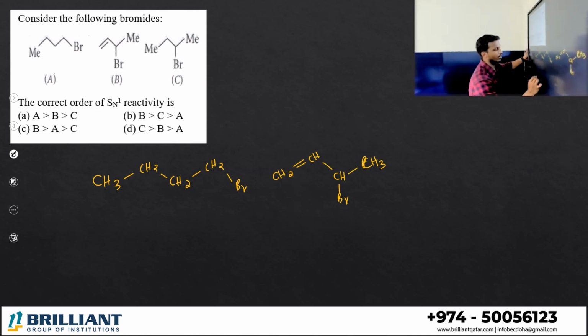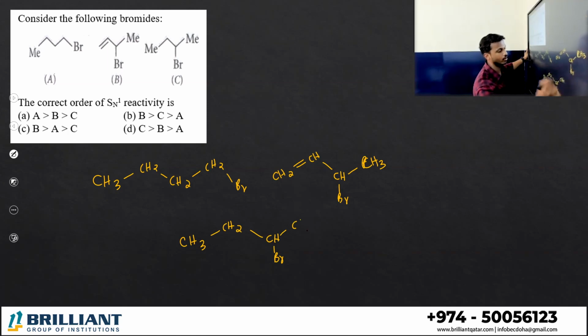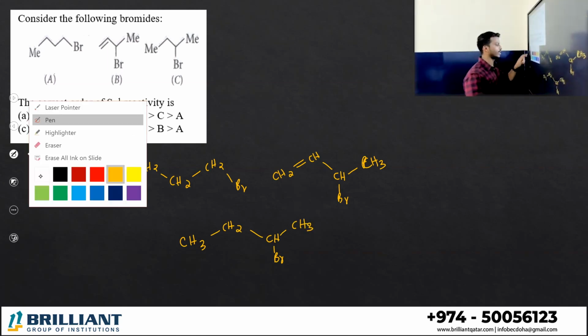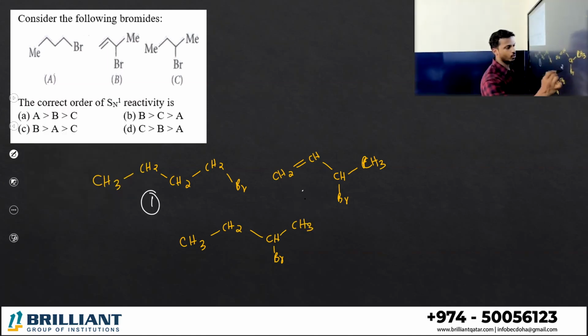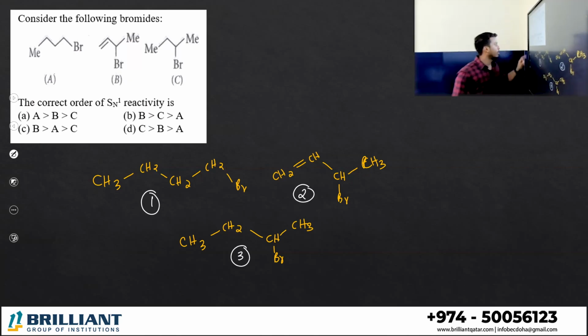What is the last one? CH3-CH2-CH(Br)-CH3. Let me call the compounds number 1, number 2, and number 3. The question is, what is the correct order of SN1 reactivity? I think the first compound is primary, the second is secondary, and the third is secondary. So there is no use in the order tertiary greater than secondary.